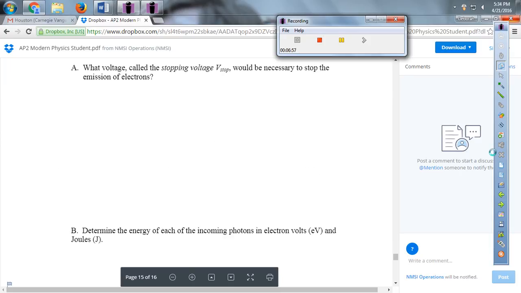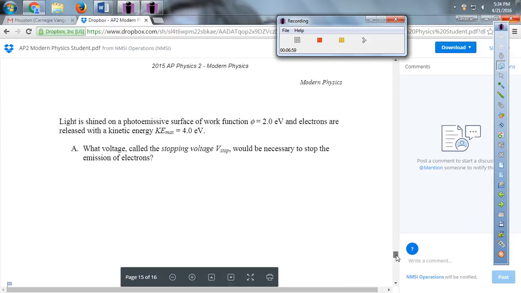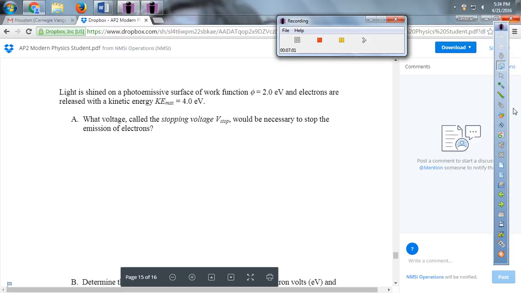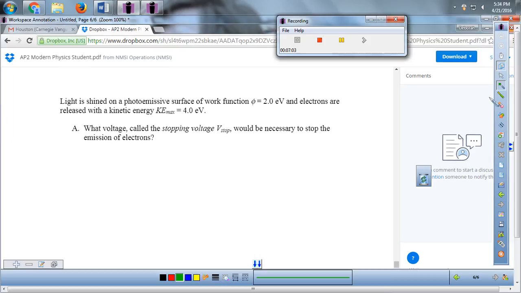Okay, this one says light is shined on a photoemissive surface of work function phi equal to 2 electron volts, and the electrons are released with a KE of 4.